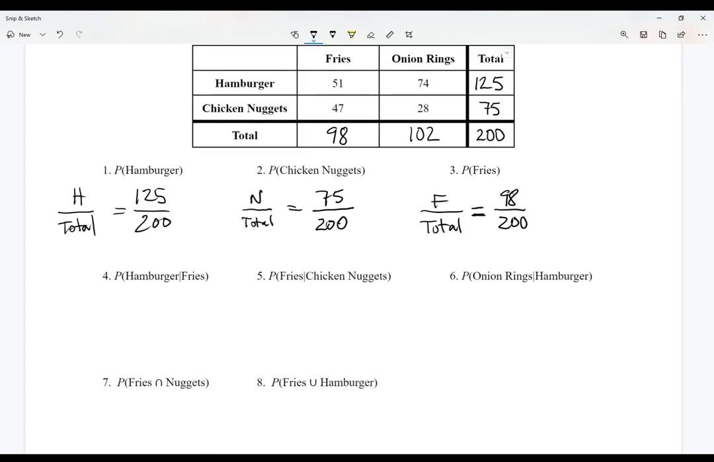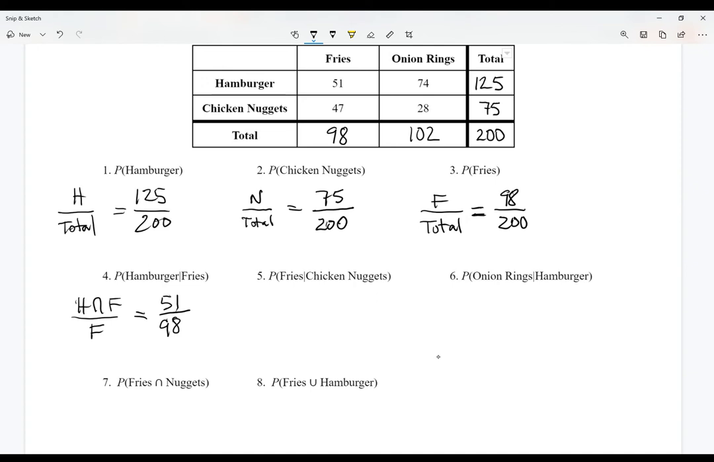So these next three are conditional probabilities. We're saying what's the probability that someone chose a hamburger given that they chose fries? And so this is the total number of hamburgers and fries over the total number that chose fries. And so hamburger and fries is 51 over those that chose just fries, which would be 98. And that would be your fractional probability of picking somebody that chose a hamburger given that they chose fries.